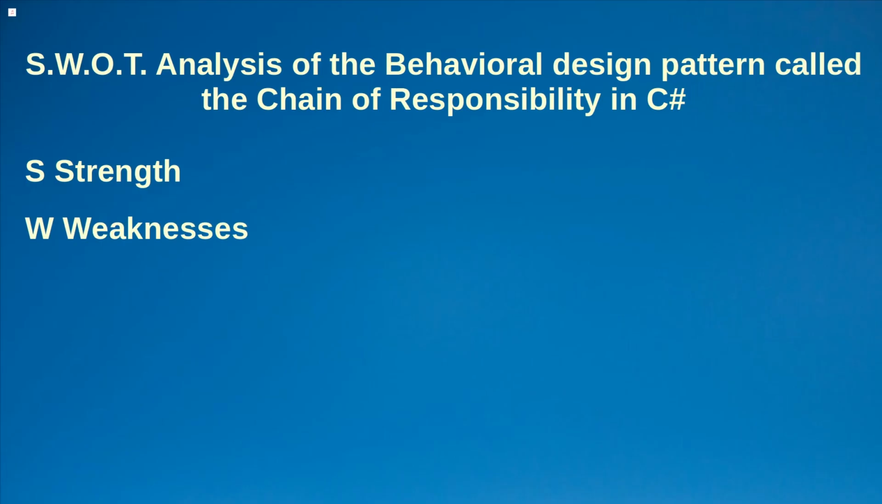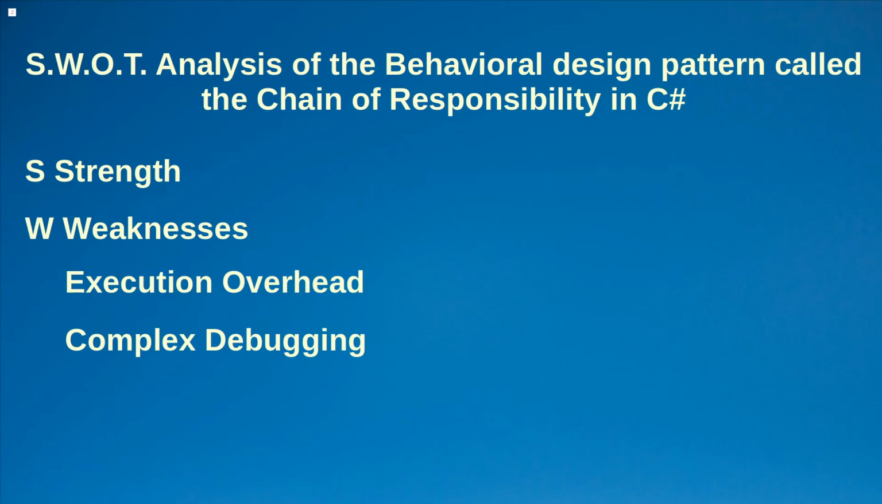W. Weakness. Execution overhead can cause unnecessary processing overhead when chains grow too long. Complex debugging. Debugging issues in long or dynamic chains may become challenging. State confusion. Improperly designed handlers may lead to state management issues.